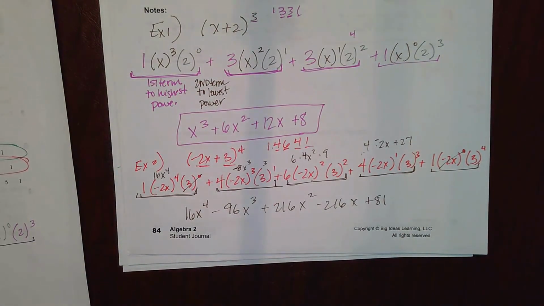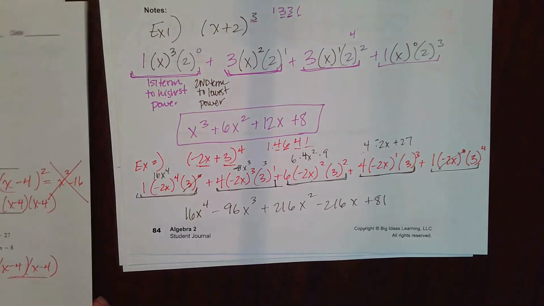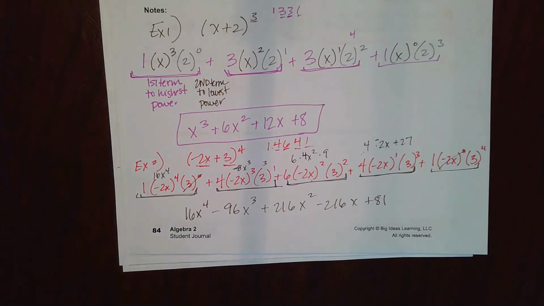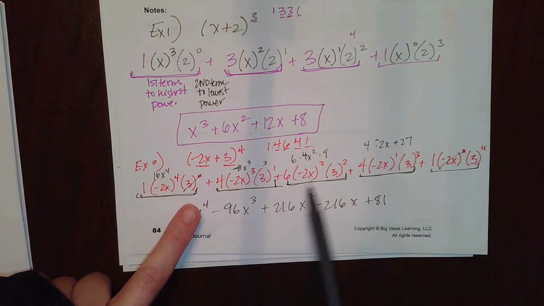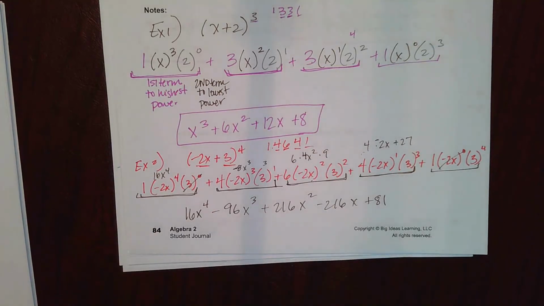I don't know if this is necessarily that much quicker than just expanding it out, but I kind of like having that opportunity to be able to do it this way. So I would like you to practice this, because I think it does take some time, right? But again, the process is fairly basic. It's first term to the highest power, second term to the lowest power. And then basically the first term gets lower in powers and the second term gets higher in powers.